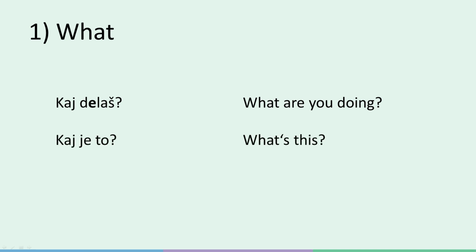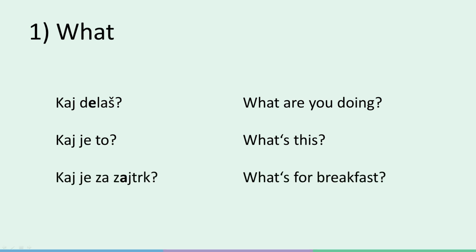First off, some examples with kaj meaning what. For example, kaj delaš means what are you doing or what do you do, depending on the context. Kaj je to means what's this. Kaj je za zajtrk means what's for breakfast.